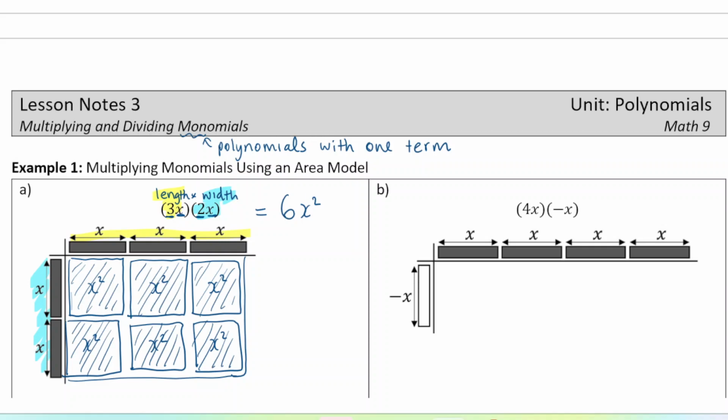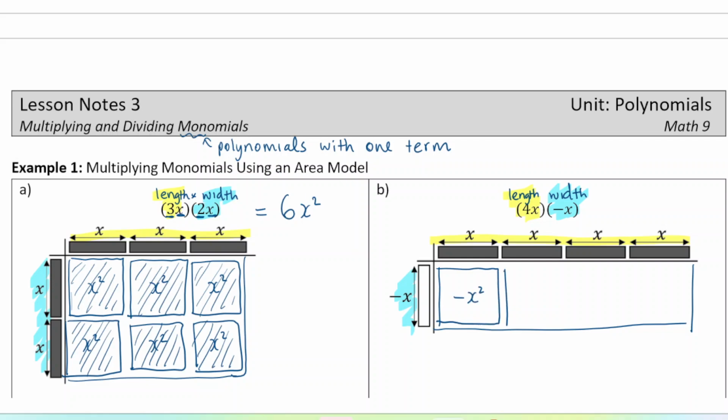4x multiplied with negative x. So again, we're making a rectangle, this being the length and this being the width. And let's see what we get, and if the rule holds up. So when we multiply a positive and a negative, we get a negative. So this is going to be negative x squared. To fill the space, we're going to make 4 negative x squared tiles.